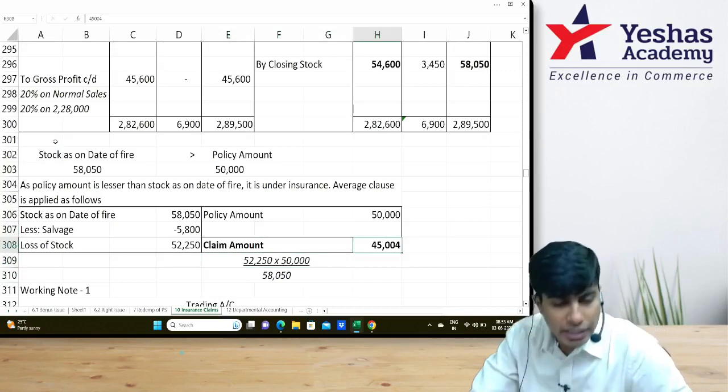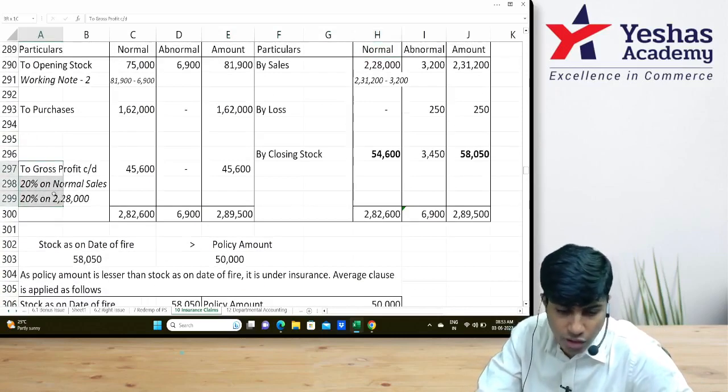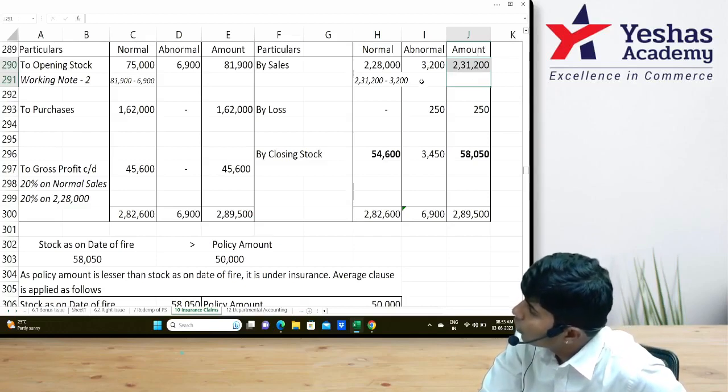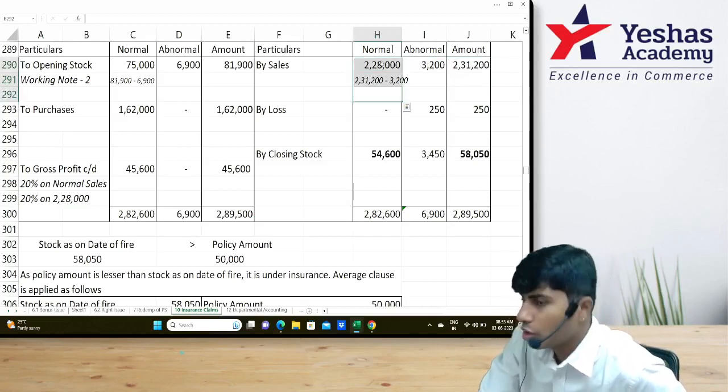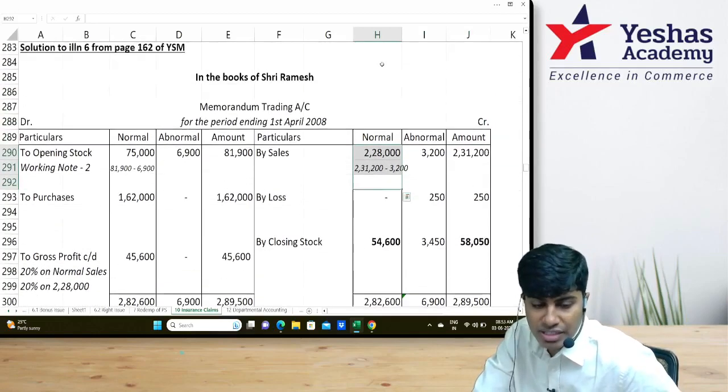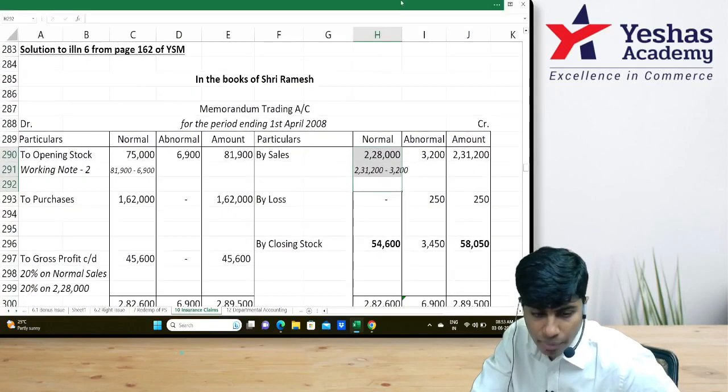You understood? Here the only point is this 20% cannot be applied on 2,31,200. So we need to split this 2,31,200 into how much is abnormal and how much is normal. And then the problem becomes easy. Got this? Everyone say something. Copy quick, copy quick.